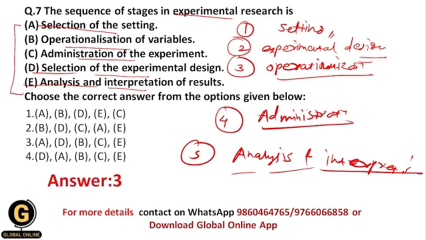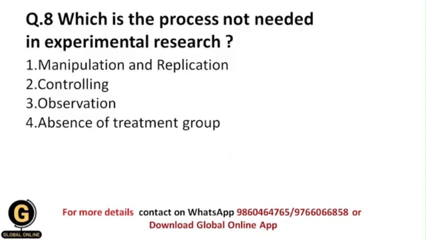And that's why the correct answer for this is third, that is A, D, B, C, E, because here A is your first stage, then D is your second, then B is your third, C is fourth, and E is fifth. Which is the process not needed in experimental research?